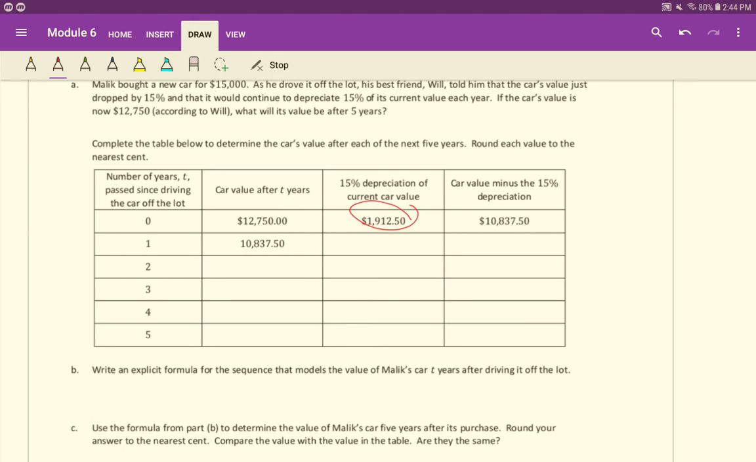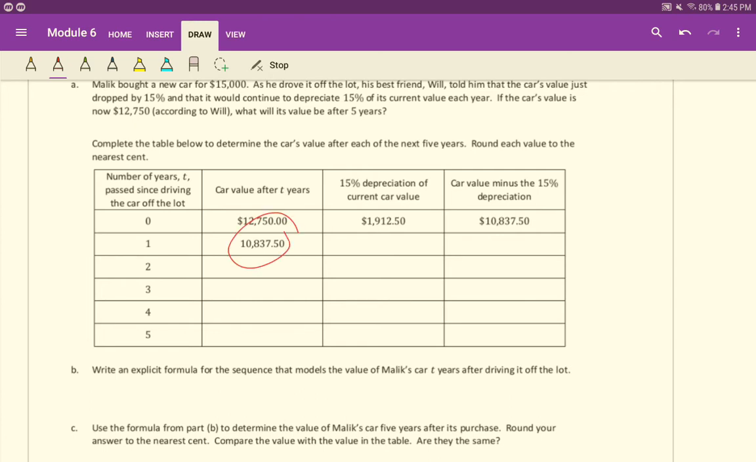There is 15% of that car's value, which you get by doing 0.15, which is 15% as a decimal, times the original value, and you get the amount that it's depreciating. And then the car value minus the 15% depreciation. So you take this money off the car value and you get this quantity. Okay, so let's try another one.